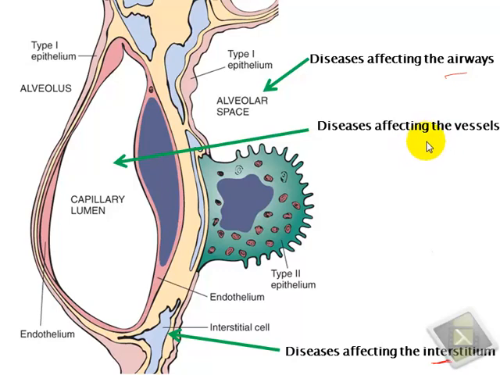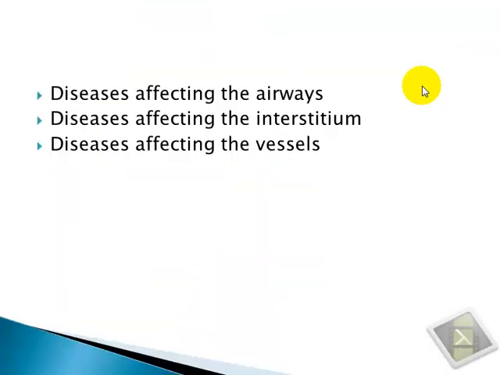All these diseases will be affecting the blood vessels, and then we have a major category of diseases which will affect the airways. These diseases are called the obstructive lung diseases, and they include chronic bronchitis, emphysema, bronchiectasis, asthma, right? So we'll be talking about all these diseases in our other presentations.